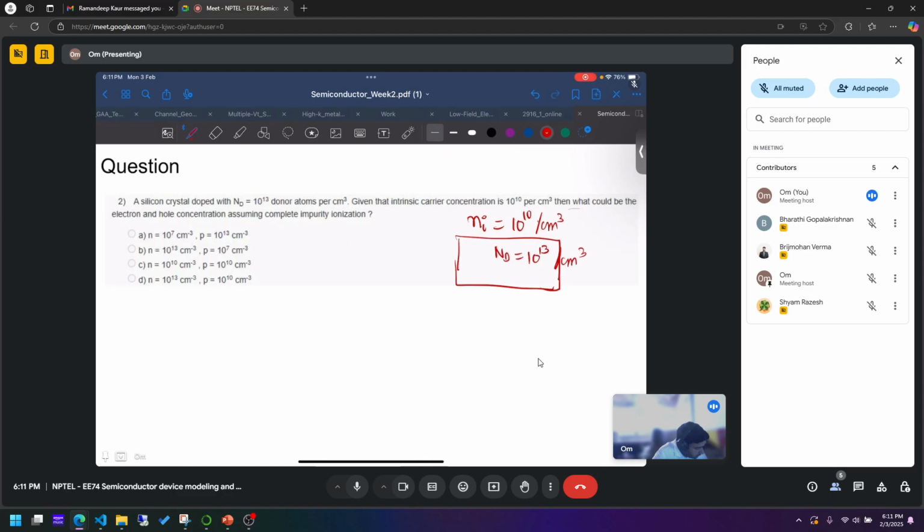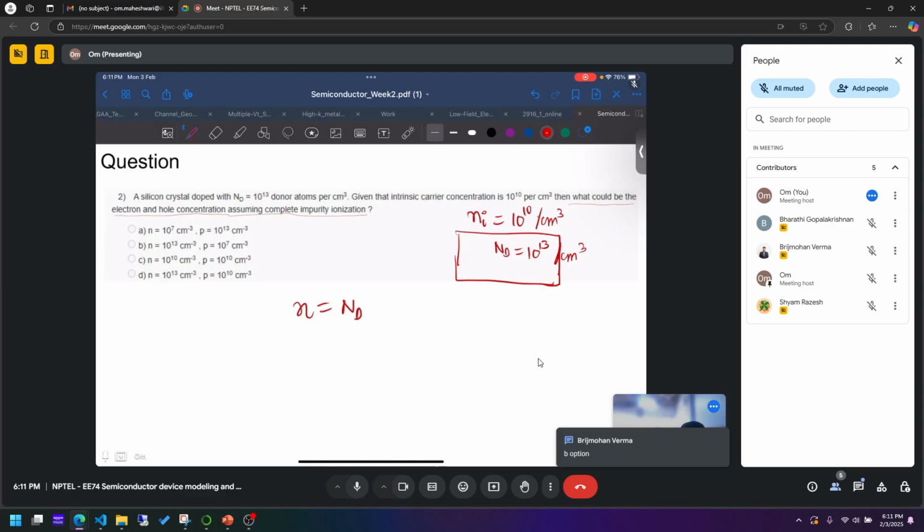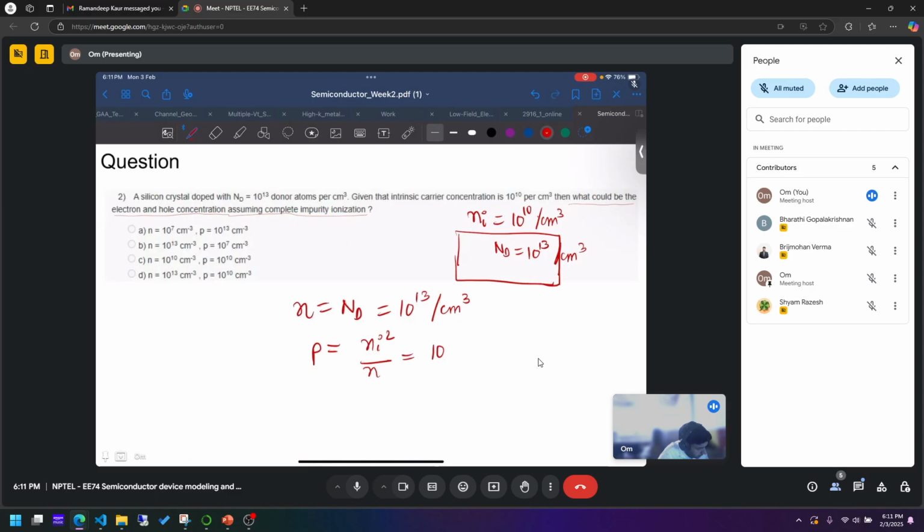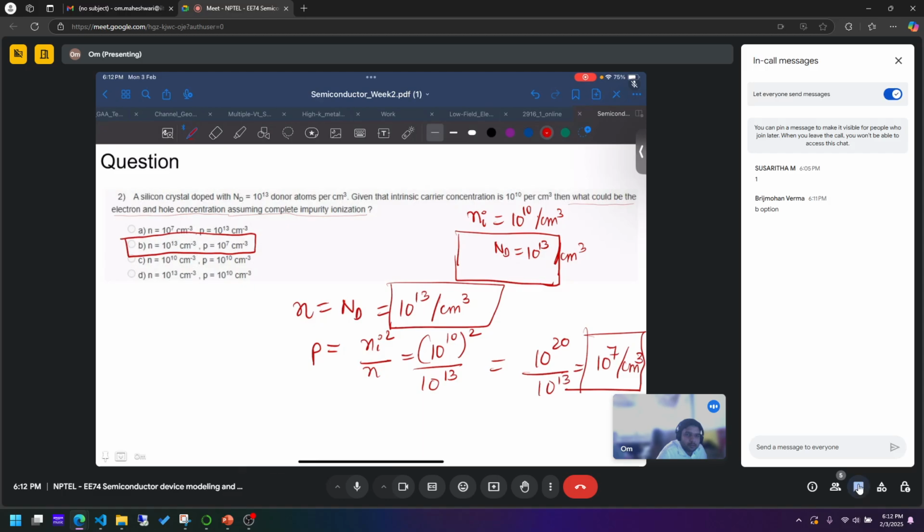The question is what could be the electron and hole concentration assuming complete impurity ionization. Directly we can say that the number of electrons n would be equal to Nd, which is 10 to the power 13 per centimeter cube. The holes p would be Ni square by n, which is equal to 10 to the power 10 square by 10 to the power 13, which is 10 to the power 20 by 10 to the power 13, which is 10 to the power 7 per centimeter cube. So the electron concentration is 10 to the power 13 and the hole concentration is 10 to the power 7, which is option B, as mentioned by Brijmohan.